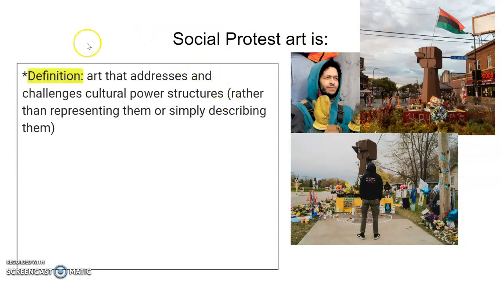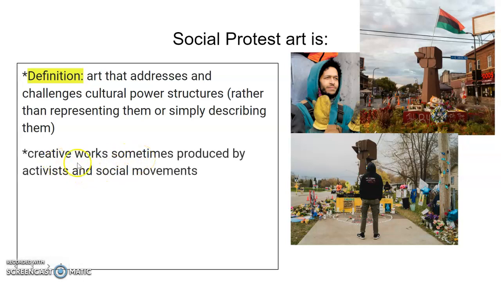So now I want to give you the definition, and you should write this down in your notes. Our definition for social protest art is art that addresses and challenges cultural power structures rather than representing them or simply describing them. I think the key word in this definition is definitely challenges. So it's art that challenges power structures and fights back against injustice.